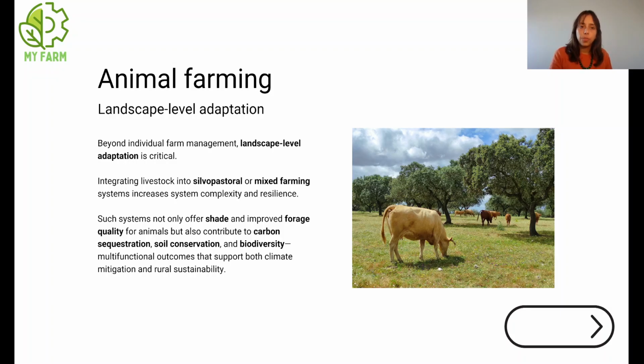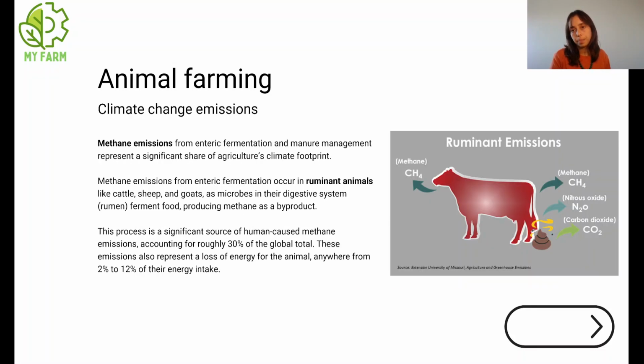Beyond individual farm management, landscape-level adaptation is critical. Integrating livestock into silvopastoral or mixed farming systems increases system complexity and resilience. Such systems not only offer shade and improved forage quality, but also contribute to carbon sequestration, soil conservation, and biodiversity. Multifunctional outcomes that support both climate mitigation and rural sustainability.